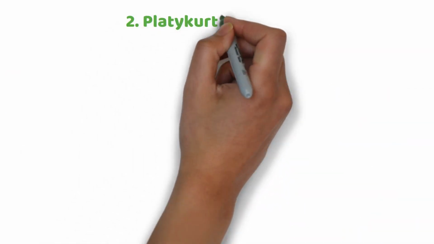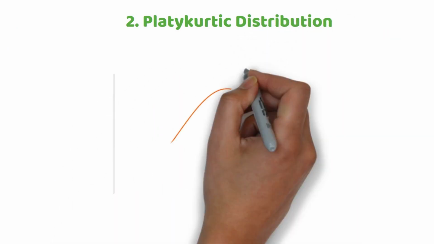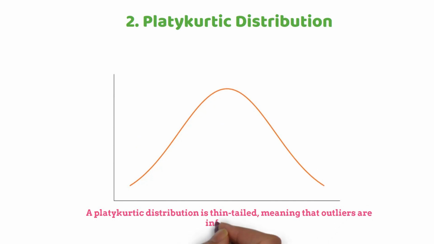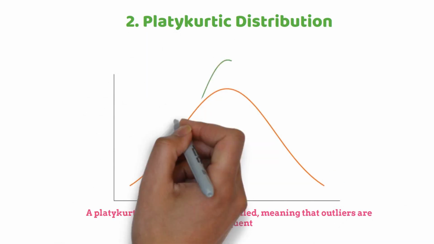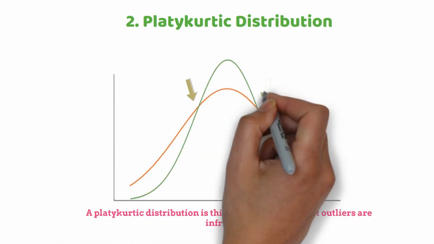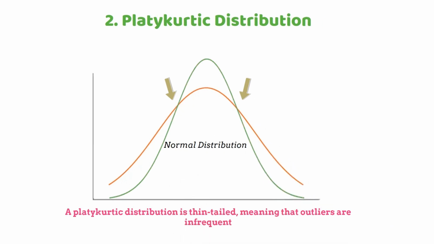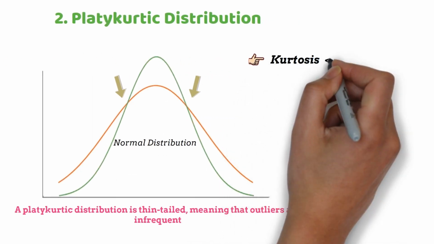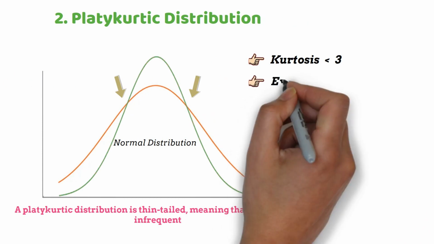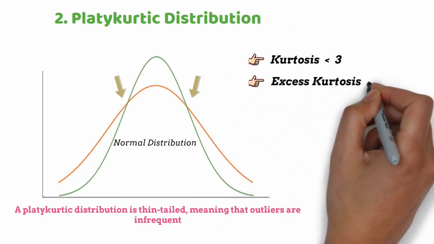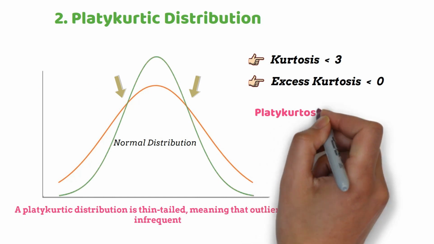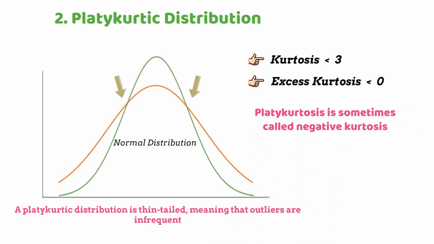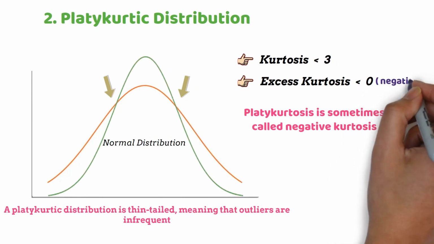Now about platykurtic distributions. A platykurtic distribution is thin-tailed, meaning that outliers are infrequent. Platykurtic distributions have less kurtosis than normal distributions. In other words, platykurtic distributions have a kurtosis of less than 3 and an excess kurtosis of less than 0. Platykurtosis is sometimes called negative kurtosis since the excess kurtosis is negative.